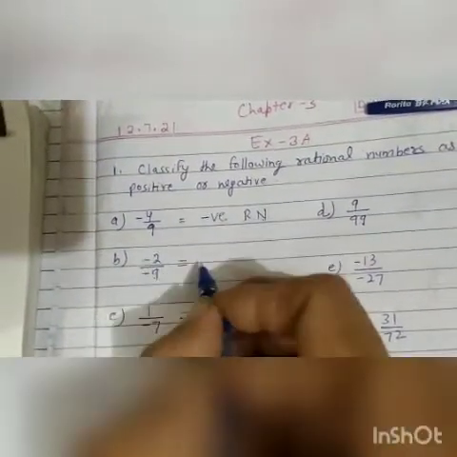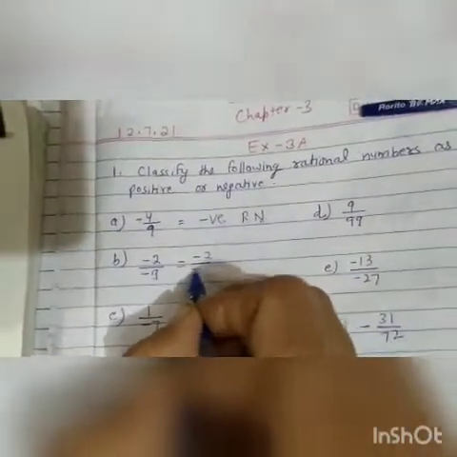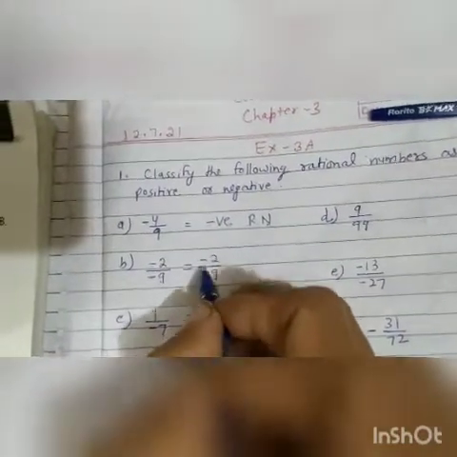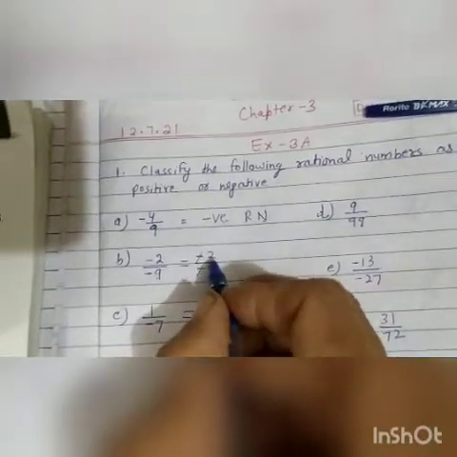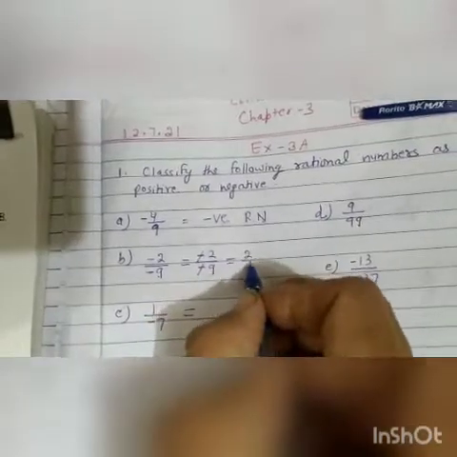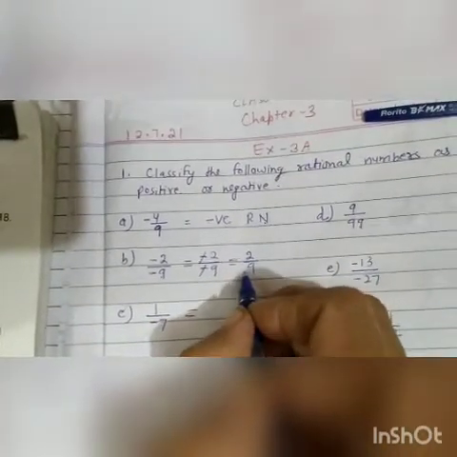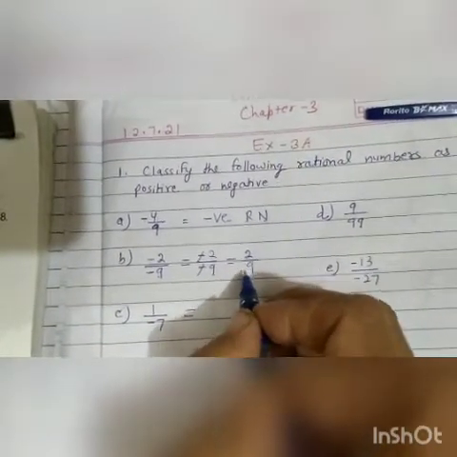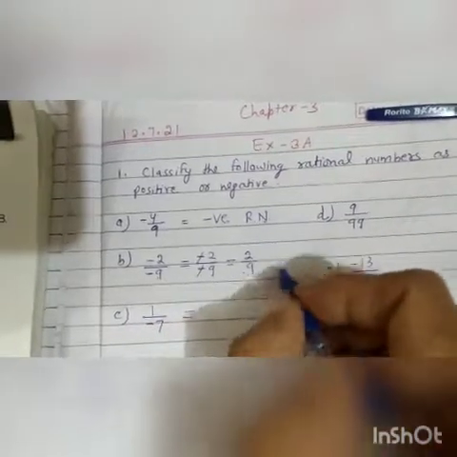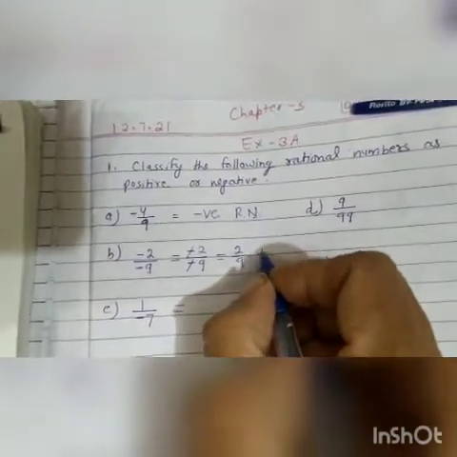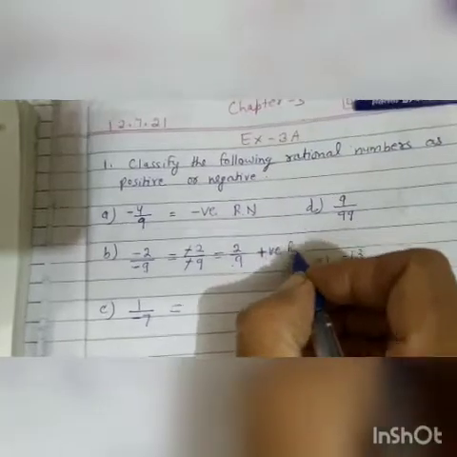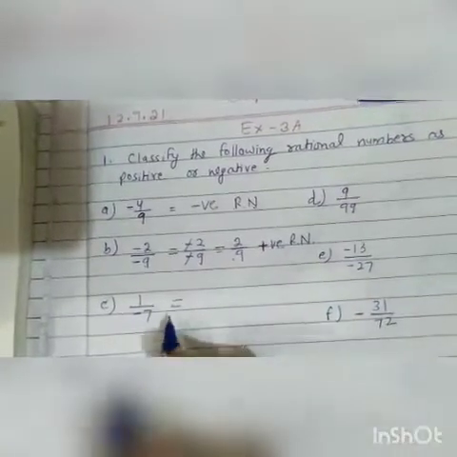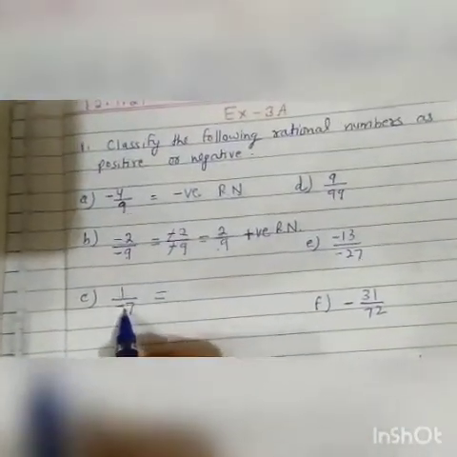B, minus 2 upon minus 9. Here we can cancel. This minus is cancelled with this minus. So now it is 2 upon 9. There is no minus sign, neither in the numerator nor in the denominator. So it is a positive rational number.